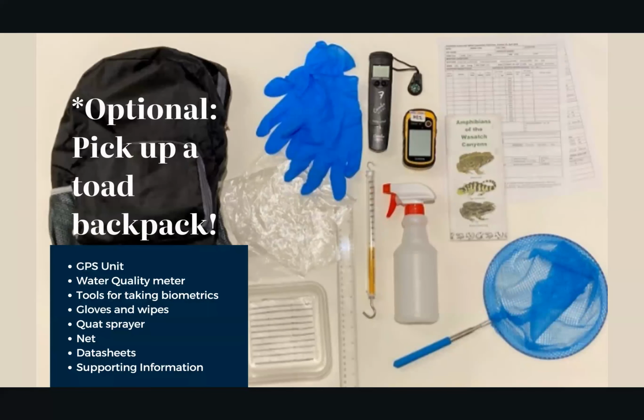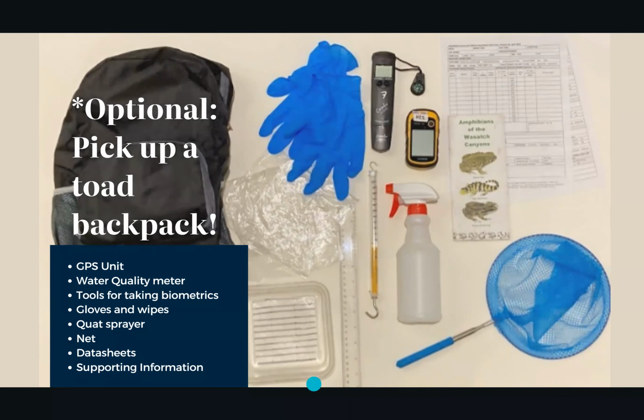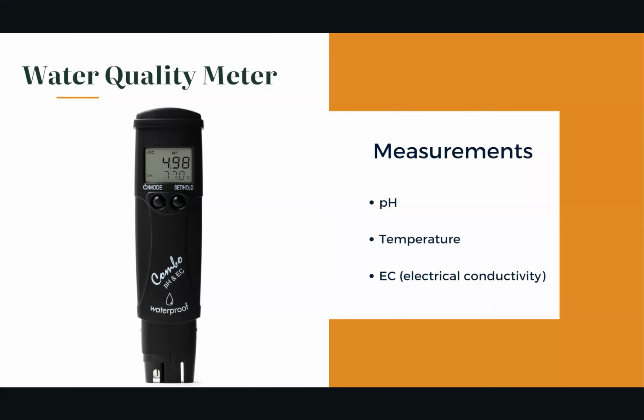These are the items you'll find in a toad backpack: a GPS unit, water quality meter, tools for taking biometrics or measuring the toads, gloves, wipes, quat sprayer, which is to clean your boots, net, data sheets, and supporting information. So if you're going out on a field trip with others, you won't need these materials. We'll be providing those. The water quality meter is really the only piece of equipment that could use some explanation.